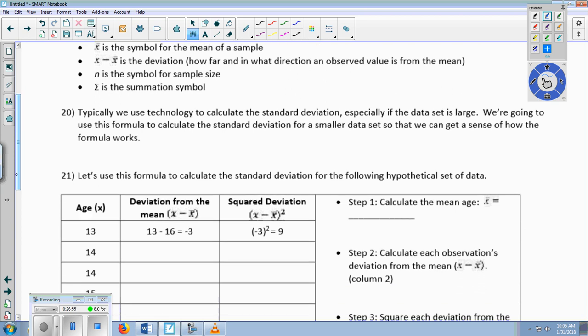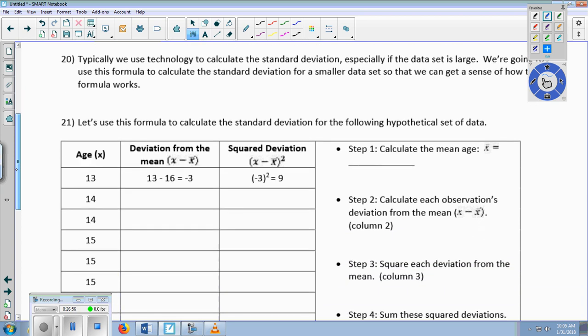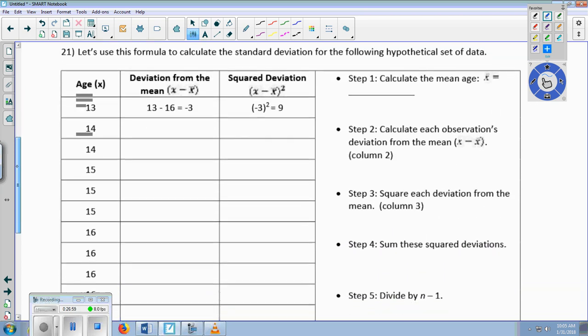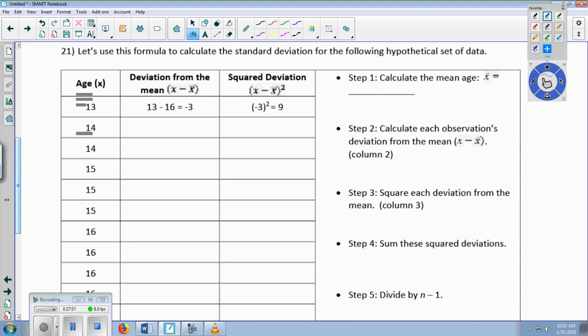We are going to calculate it here once together, and then remember that in the future, you're going to use StatCrunch to calculate this. I just want to go through the pieces so that you can understand what they all are. So calculate the mean age. I'm just going to give us that. That's 16. So here we have ages along here.